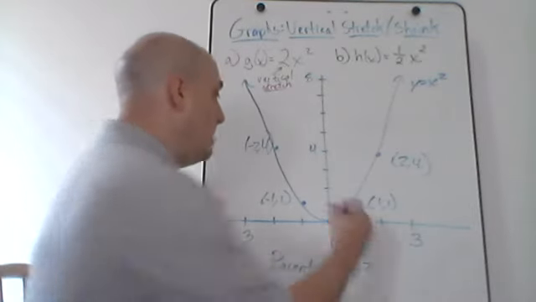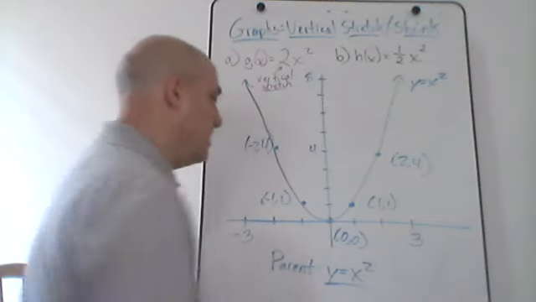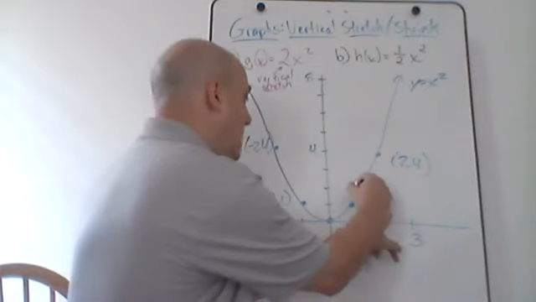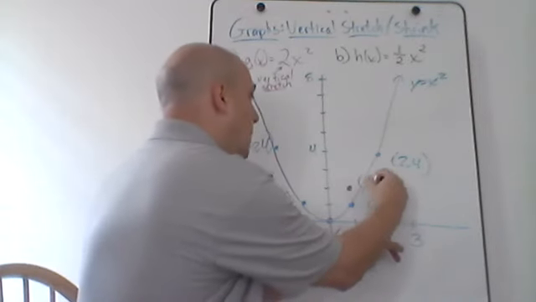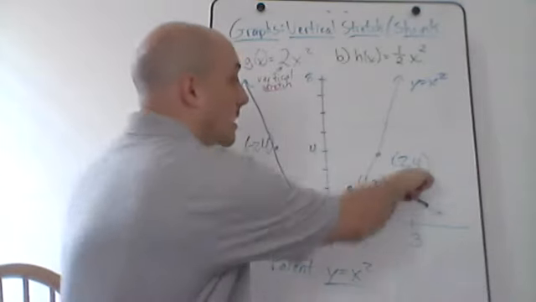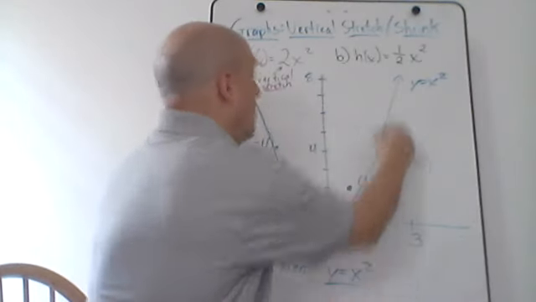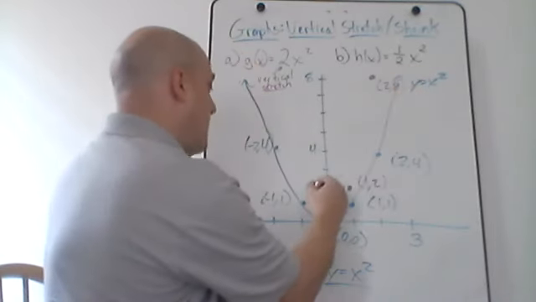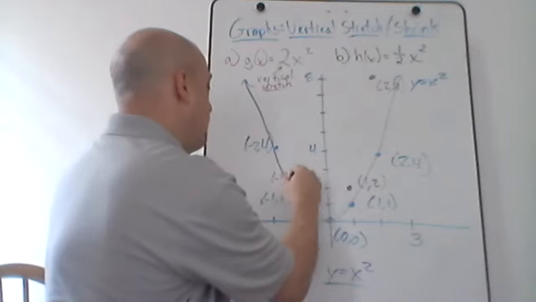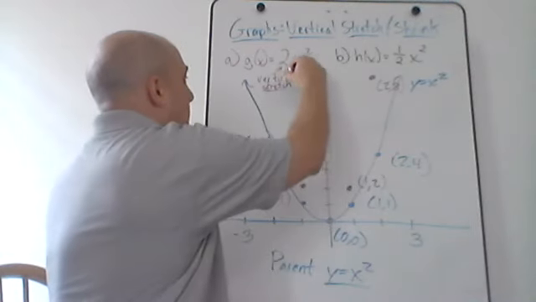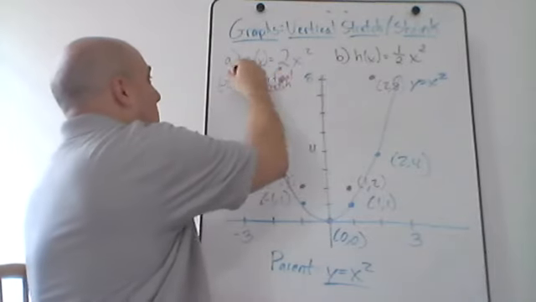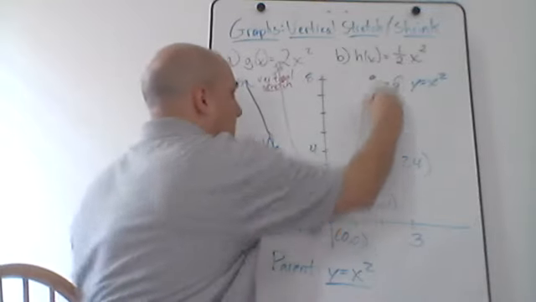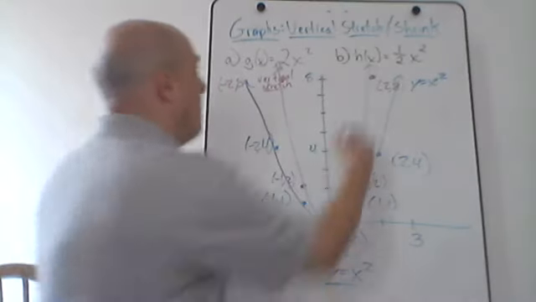So 0, 0: if I do 0 times 2, that's still 0, so that point is still there. The point 1, 1: if I multiply my y coordinate 1 times 2, I get the point 1, 2. The point 2, 4: if I multiply my y coordinate 4 times 2, I get 8. So now I have the point up here, 2, 8. On the other side, the same thing happens. On this side, I'm going to get negative 1, 2, and over here, that's going to be the point negative 2, 8. If I connect my dots there, I get the graph of y equals 2x squared.